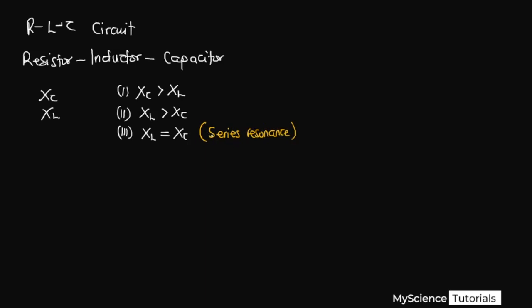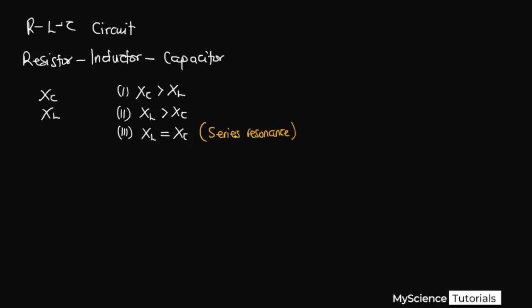So at the point where we have an RLC series circuit where the capacitive reactance is equal to the inductive reactance, we said at that point we have something we call series resonance, and the frequency at which these two are equal is what we are calling the resonant frequency.